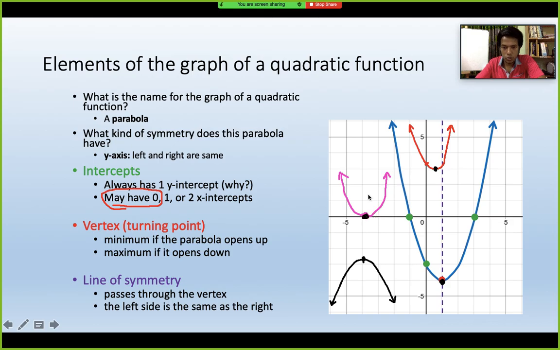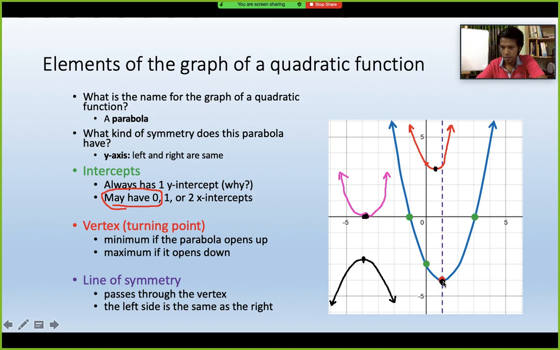For this graph also we can draw a line of symmetry here. Line of symmetry means a line for which the left and right side of the parabola are the same. We can easily find it from where? From the vertex x value.